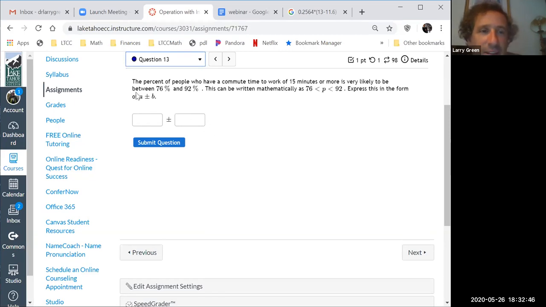So now it says the percentage of people who have a commute time to work of 15 minutes or more, it's going to sound real similar, but actually this is pretty different, is very likely, often called 95% confident, to be between 76% and 92%. This can be written mathematically as P, where P stands for the population proportion, is between 76 and 92. Or population percent in this case. Express this in the form A plus or minus B.